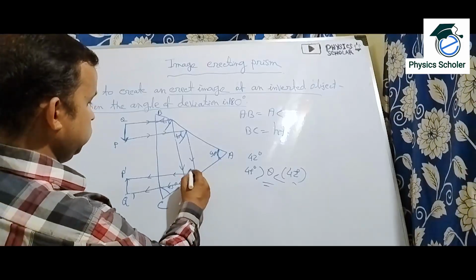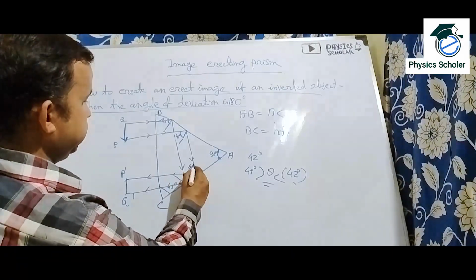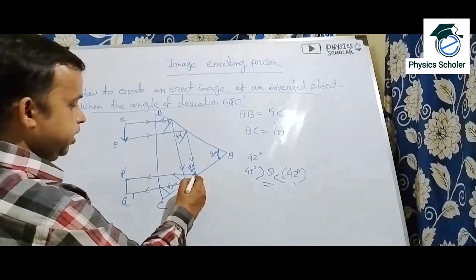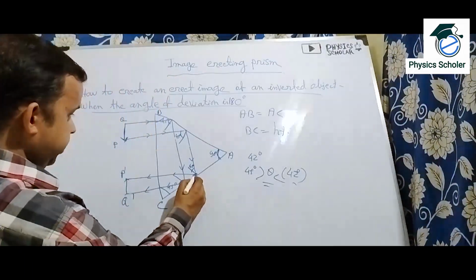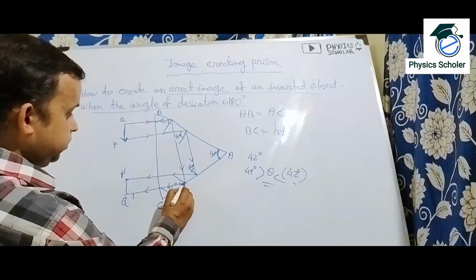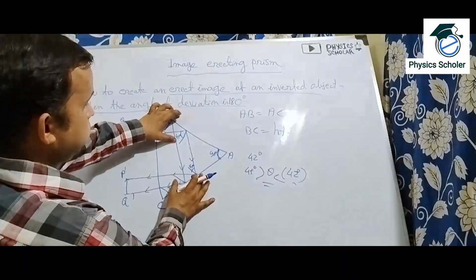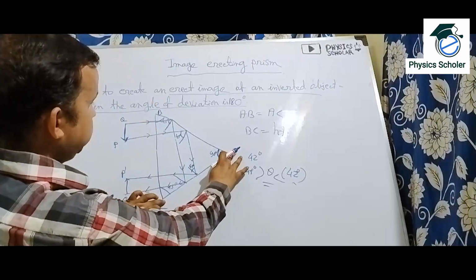Now here also, this is the angle of incidence. It is 45 degrees, which is greater than its critical angle again. Then again total internal reflection will take place at this surface. So total internal reflection takes place two times, on this surface as well as on this surface.